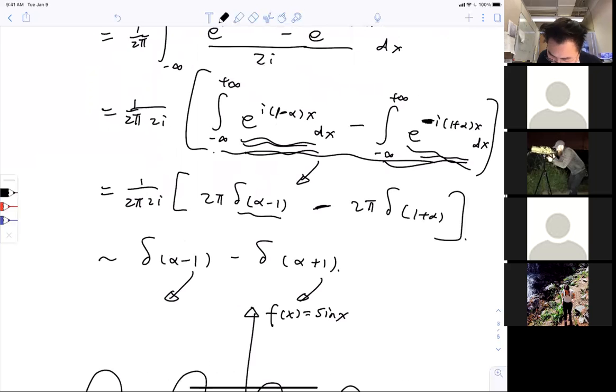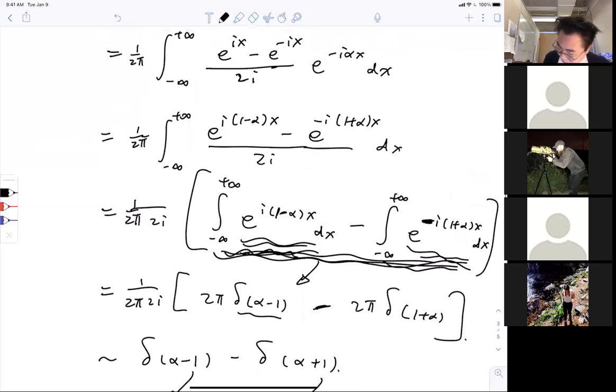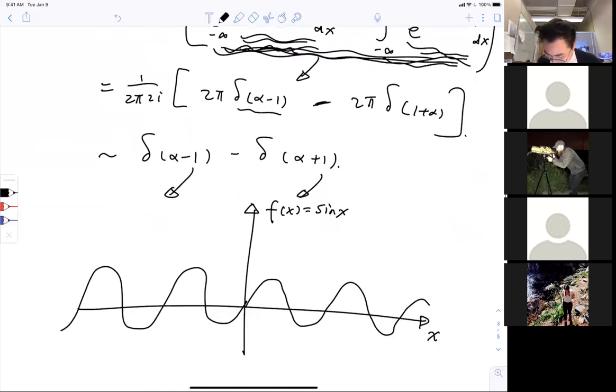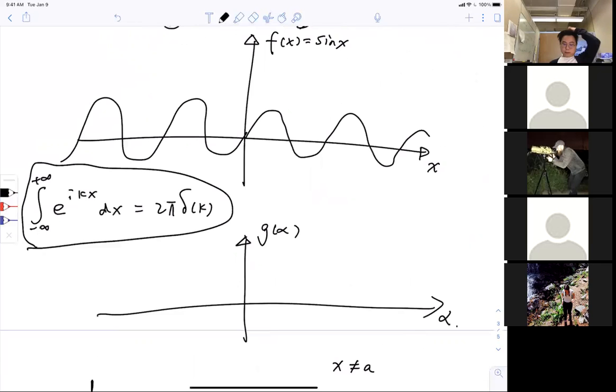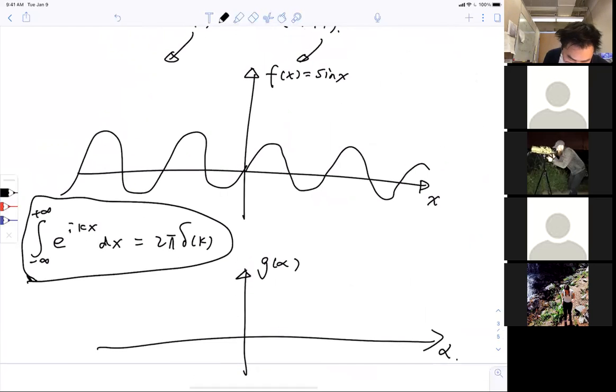Okay, so let's go back to what we talked about, what we did here. There's one equation which is very, very useful. The integral from minus infinity to plus infinity of e to the minus i k x dx is given by 2 pi delta k. This is a very useful formula. You should always remember it.